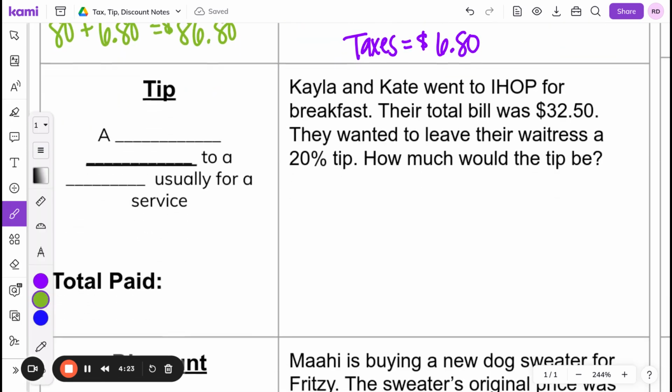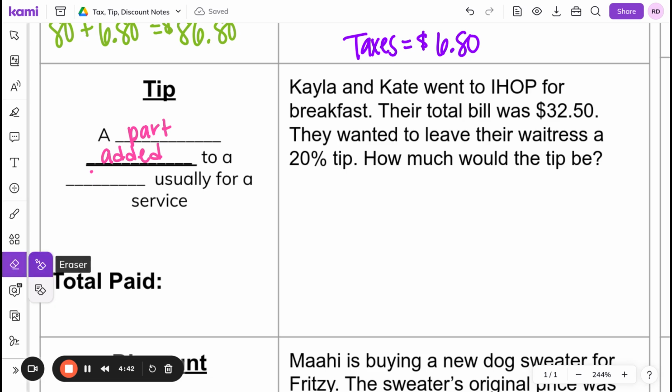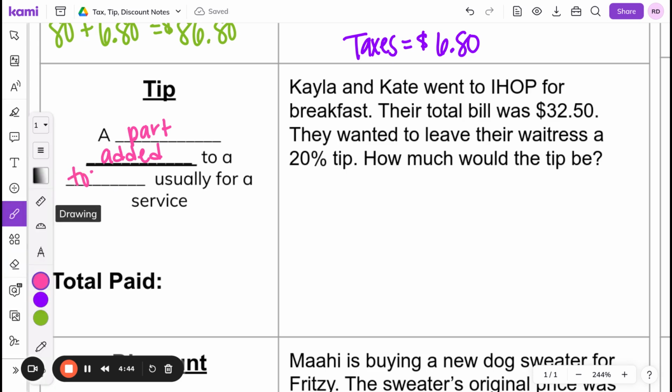The next kind of percent proportion for today are these tips. So tips are also a part that gets added to a bill, usually for a service. I guess instead of bill here, they should say gets added to the total. That would be a better word because it doesn't always have to be a bill. So you usually tip people for driving you or for serving you food, or you could tip the babysitter, anyone that does something where you're like, they should get a little extra money.